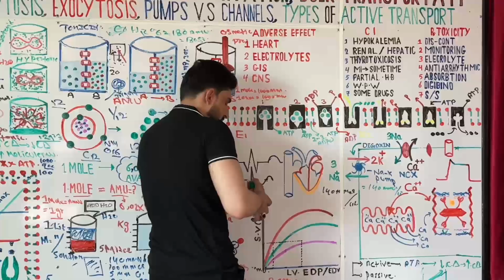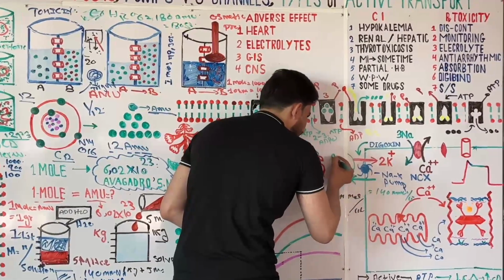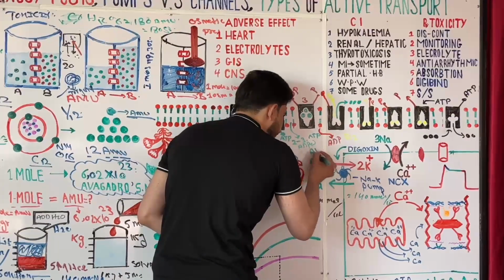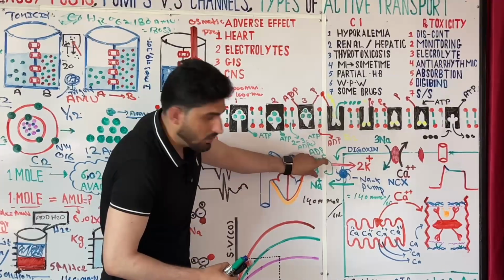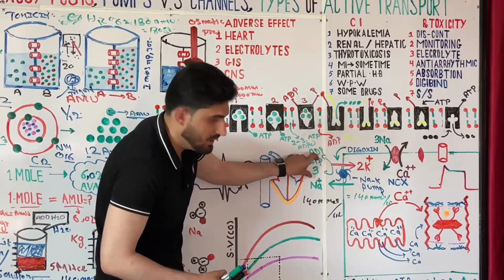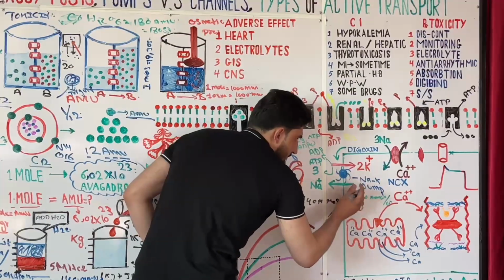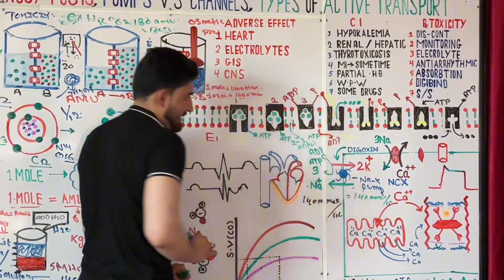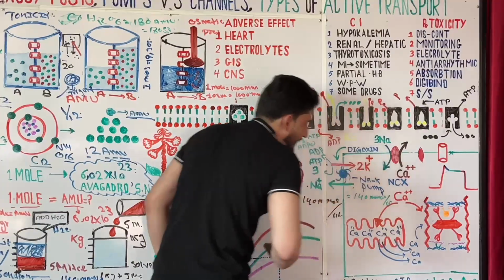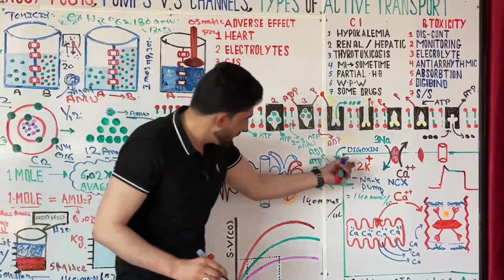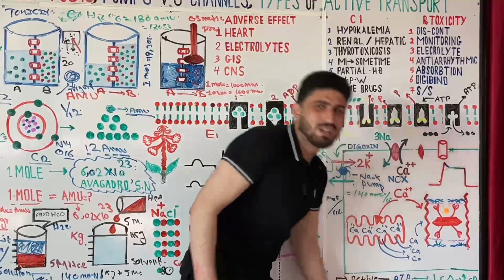Now when this sodium potassium pump converts ATP to ADP, by the power of this energy, the pump moves these sodiums from the inside of the cell to the outside of the cell, and moves this potassium from the outside of the cell to the inside of the cell. So this movement was against the gradient. It means from the low concentration gradient to the high concentration gradient.